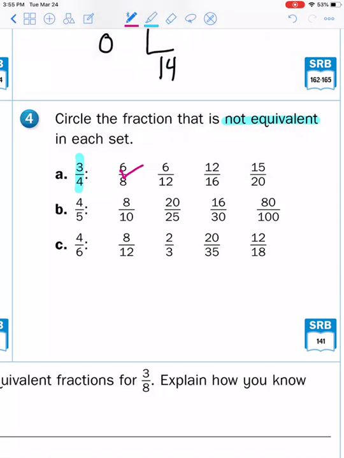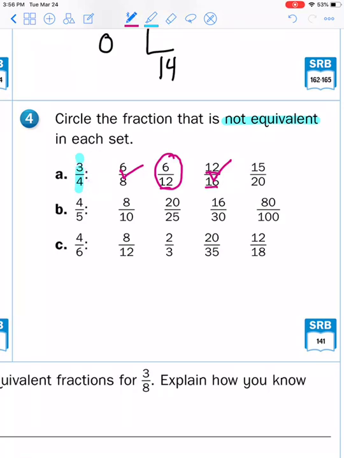All right, let's see if this one is. 3 times 2 is 6, but 4 times 2 is not 12. So this is not equivalent, so we're going to circle it. All right, 12 and 16. 3 times 4 would give me 12, and 4 times 4 gives me 16. So this is an equivalent fraction.